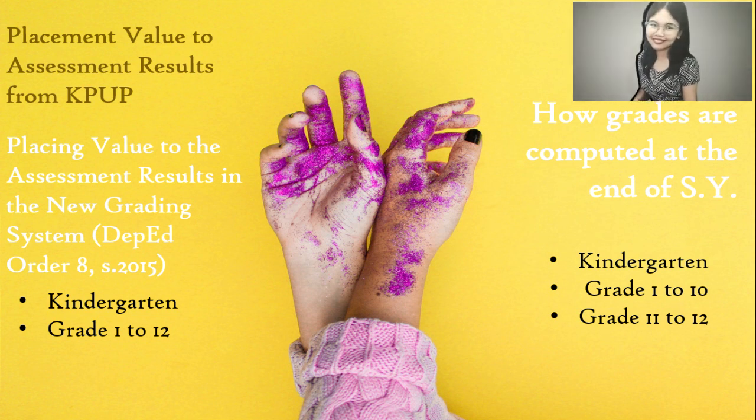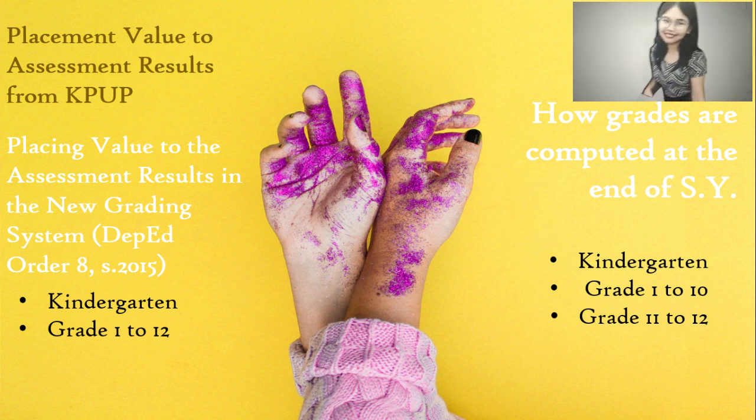For grade 11 and 12, the average of the quarterly grade produces the semestral grade, and the general average is computed by dividing the sum of all semestral final grades.